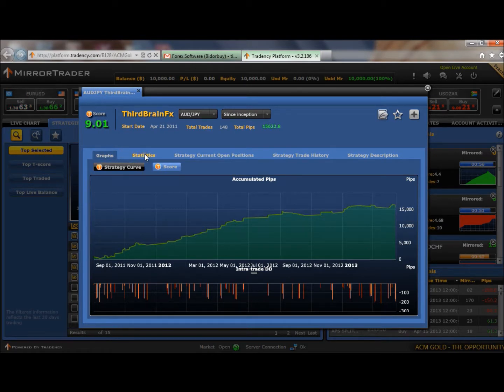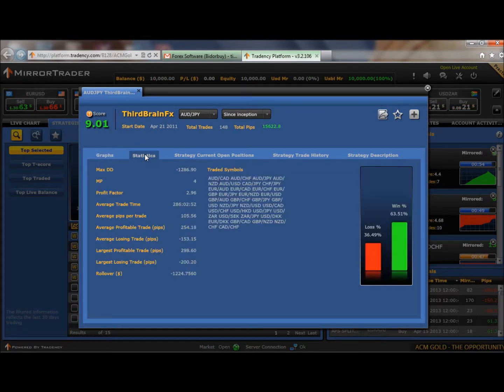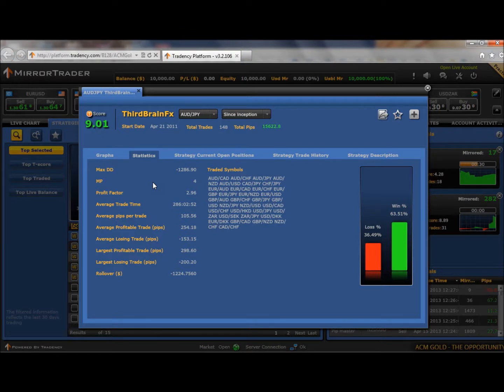Next to graphs, you can click on statistics. This is one of the most important pages, if not the most important. This is the statistics page, and this is where we want to have a look at our traders in depth. First of all, you have your max DD, that's your max drawdown. For drawdown, again, check babypips.com. And then you have your MP, which is maximum positions. This is the most trades that a trader can open at any given time.